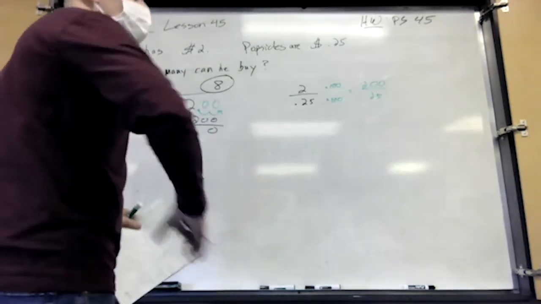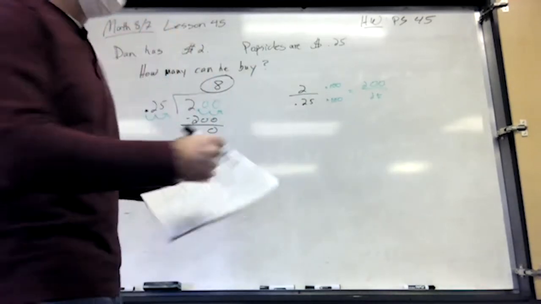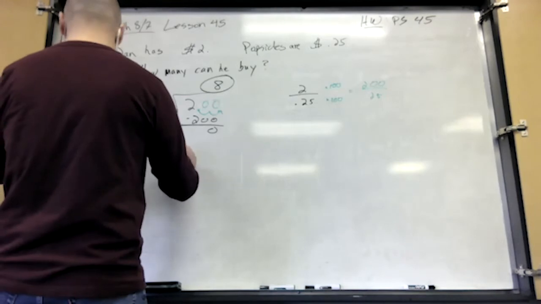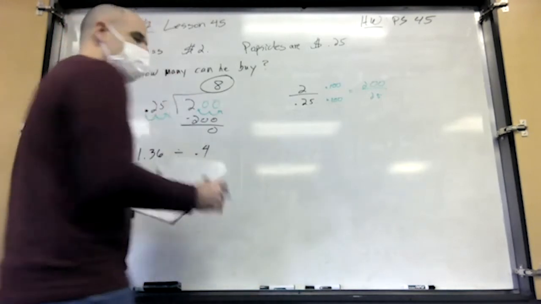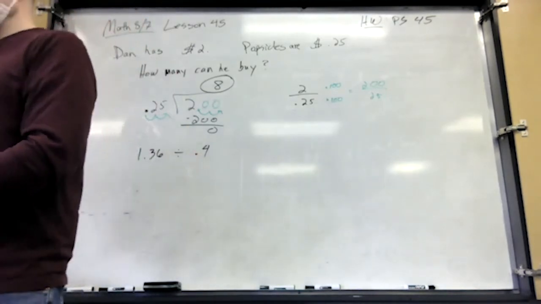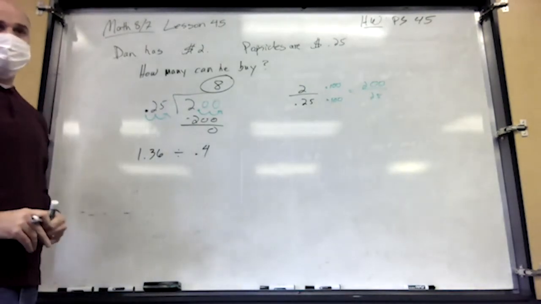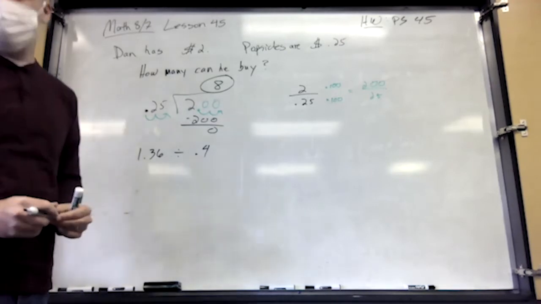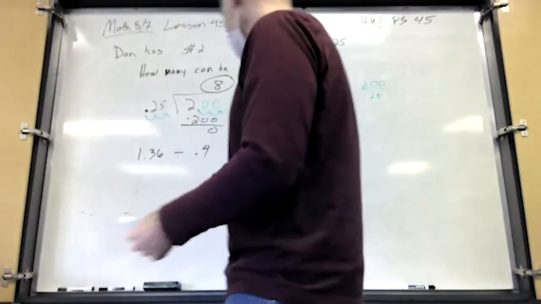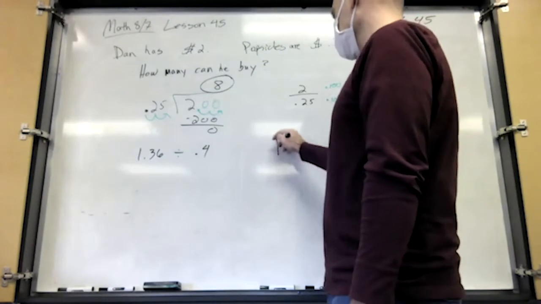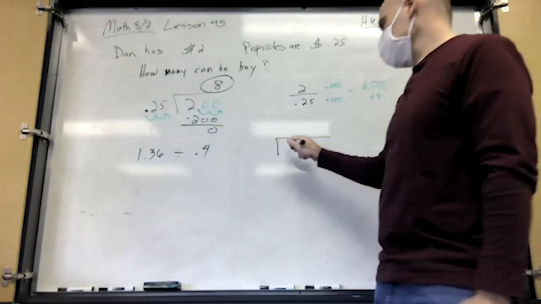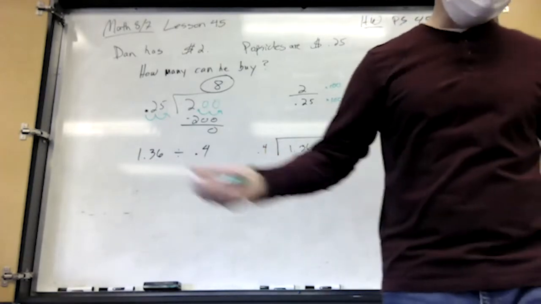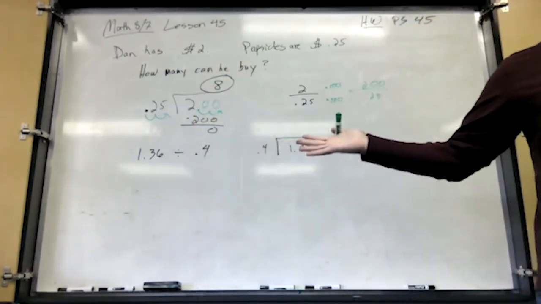Okay, so let's try another example. Let's just get all the popsicles out of your head and let's just divide. I'm going to divide 1.36 by 0.4. So how do I set this up? How do you set it up, Adeline? What goes on the inside? 1.36. Okay, good. All right, so now I can't do this division. What do I need to do now? Grace?